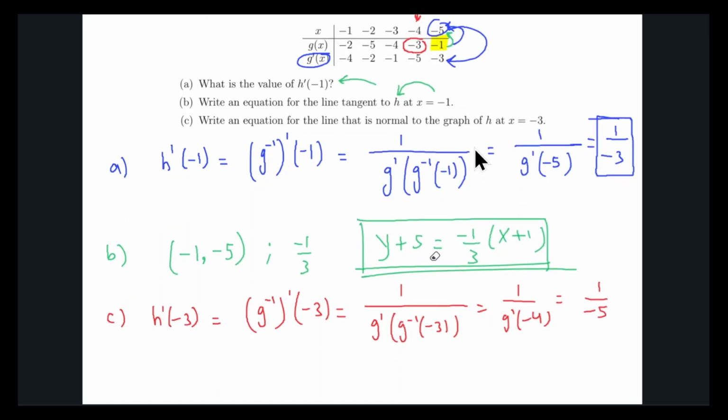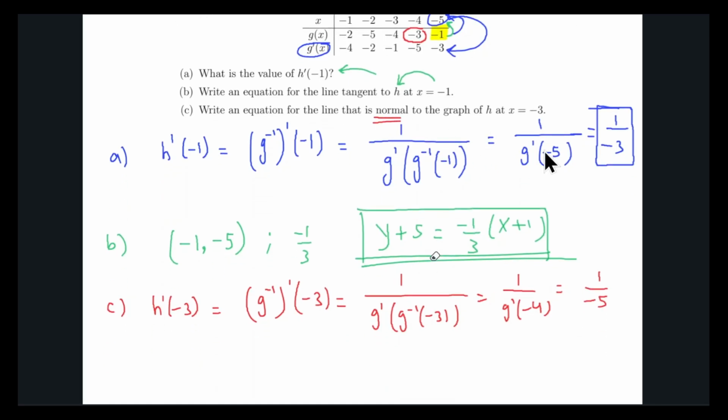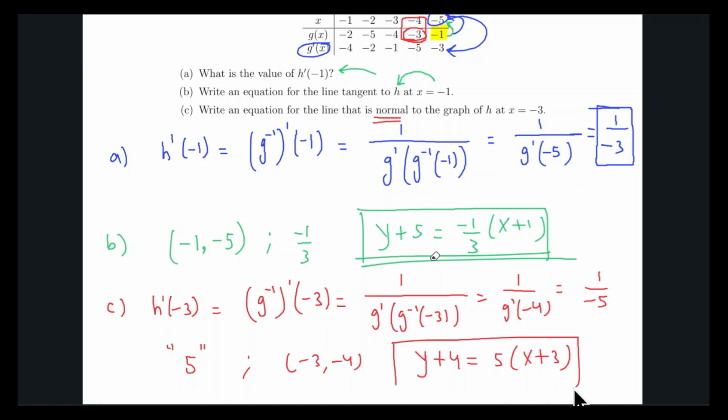But be careful, they're asking for the equation of the normal, which is negative reciprocal of this guy. Negative reciprocal will just be 5. And the point is negative 3 comma negative 4, as we can see over here. So the equation of the line will be y minus y1, so plus 4, equal to 5 times x minus minus 3, or plus 3.